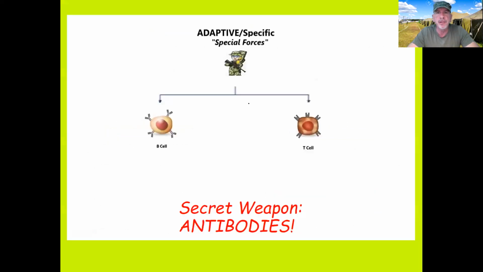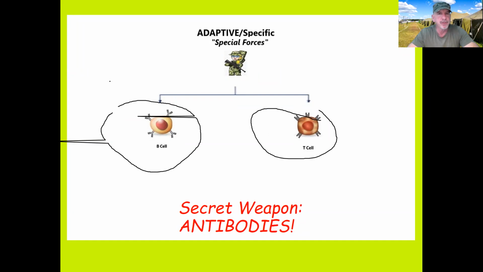So moving on, let's look at the adaptive. As we all know, there are B cells and there are T cells. Now, why is this information important at this point in time? Anybody know? Anybody got a guess? COVID. COVID, bingo. When we talk about COVID, we are talking about B cells and T cells.